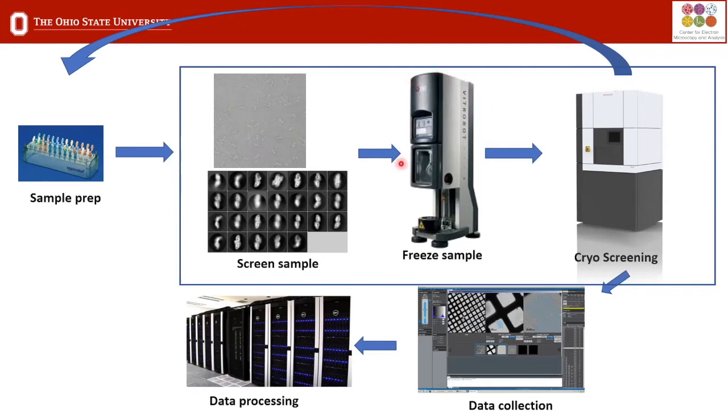Particularly this freezing and viewing it on the Glacios. These two things usually take some time, and sometimes you have to end up going back and changing the biochemistry of your protein if you want to get good data collection. But once you find that perfect grid, you can then move on to the Krios, collect some high resolution data, and then hopefully get it processed.